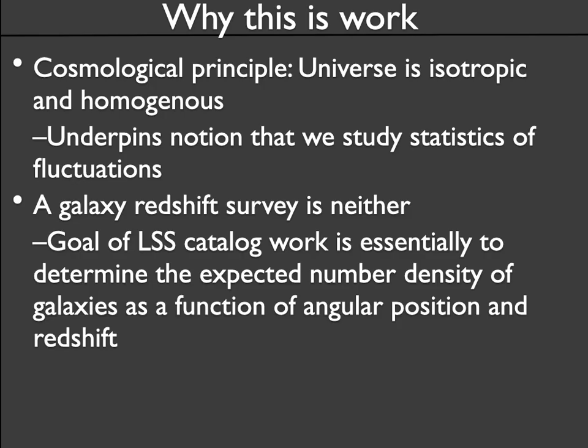So why does this actually work? The reason why we think measuring the fluctuations in the counts should be interesting is we have the cosmological principle that there's no preferred direction or place in the universe. It's isotropic and homogeneous. But a Galaxy Redshift survey will never be either.